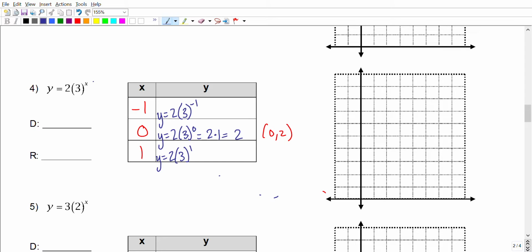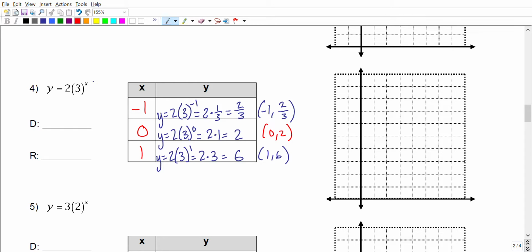All right, let's continue. Now I'm going to do the positive one. So this is 2 times 3 to the first, which is 3. And then 2 times 3 is just 6. So my next ordered pair is (1, 6). And then finally, this is 2 times 3 to the -1. Well, this is really 2 times 1 over 3, which is actually just 2/3. So my next ordered pair here is (-1, 2/3).